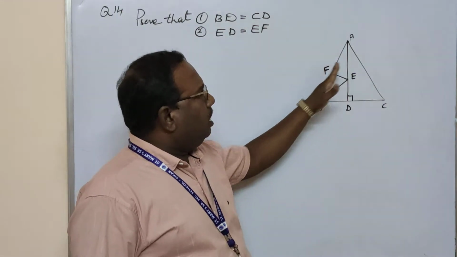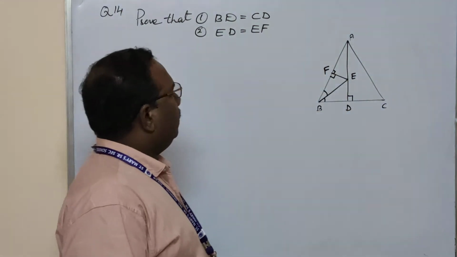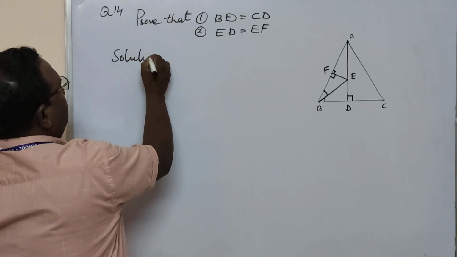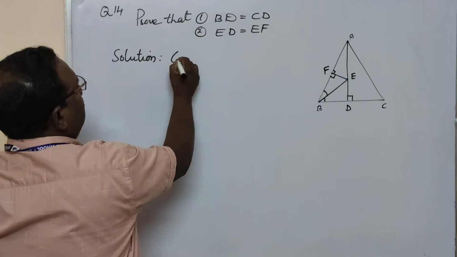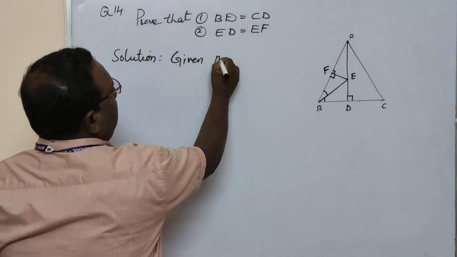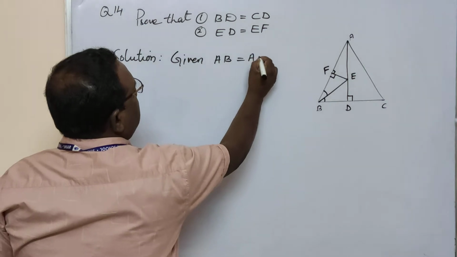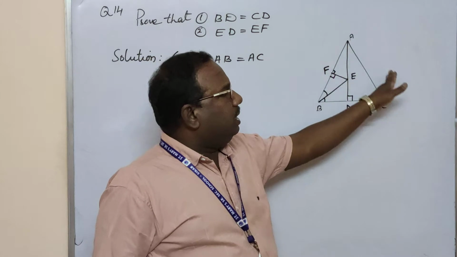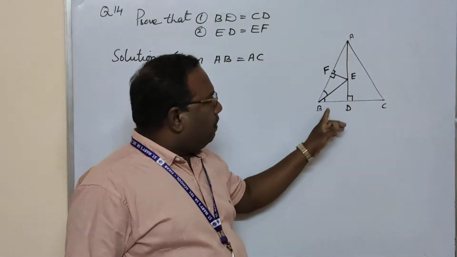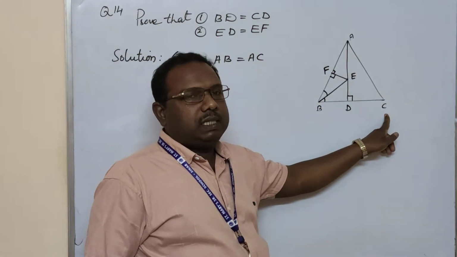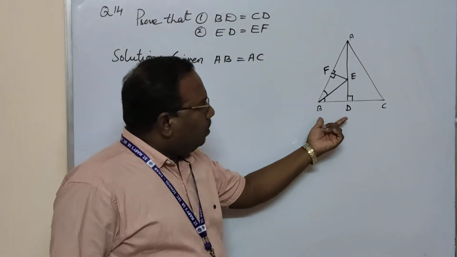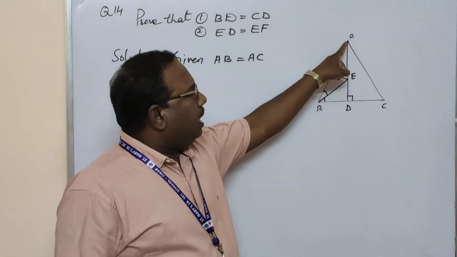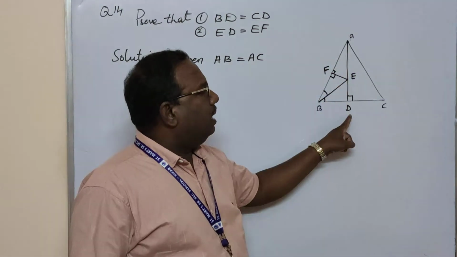Given AB equal to AC. So, given. What is given? AB is equal to AC. In triangle ABC, AB equal to AC and AD is perpendicular to BC. And to prove BD equal to CD, let us choose triangle ADB and triangle ADC.